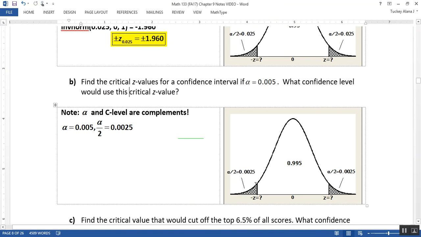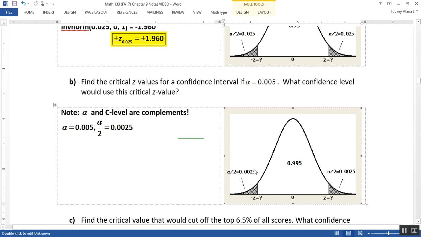0.0025. So it should be farther over, but I'm not drawing these to scale. So I just have this picture, but I've labeled them 0.0025. So they're really tiny tails. Very, very small. Smaller than I have shaded here, to be honest.